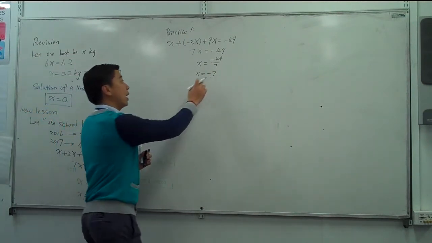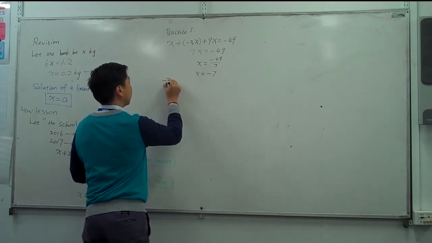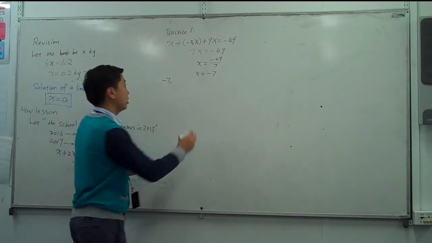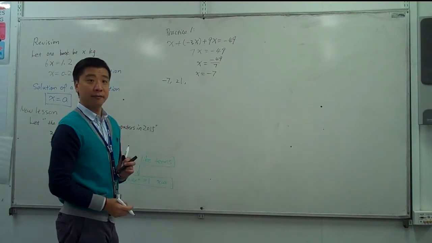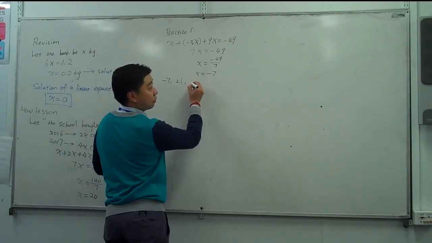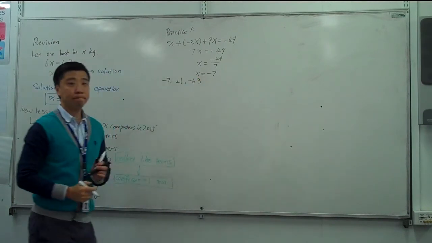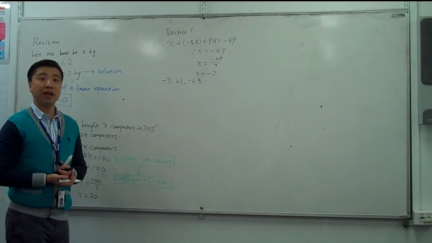Okay, so one number is negative 7. The next one, negative 3x, is 21. And then the next one, 9x, is negative 63. So they are the 3 numbers.